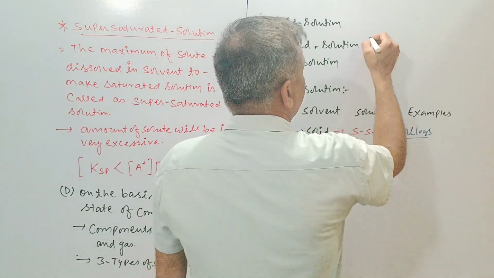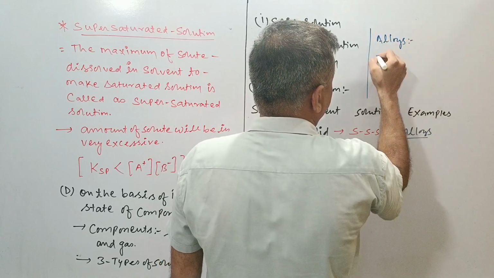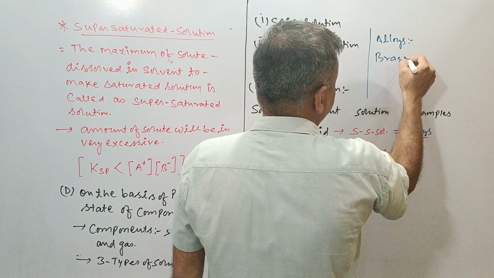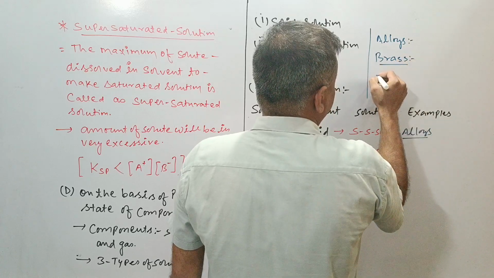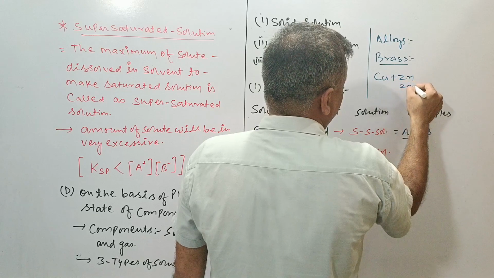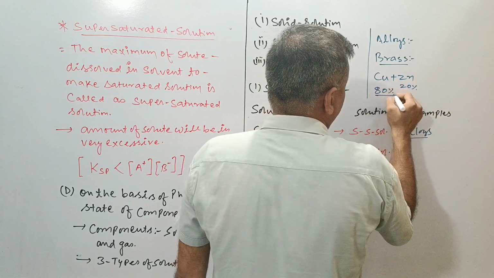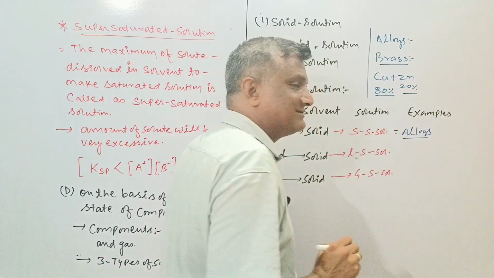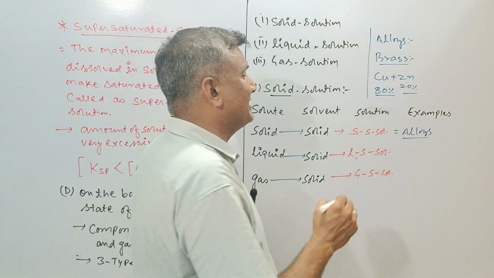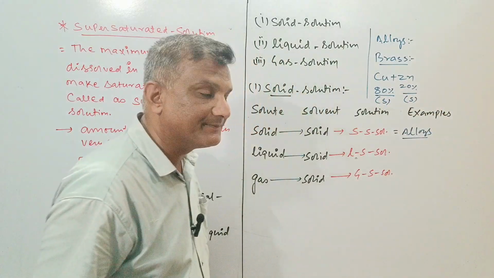If you want to go with the alloy, then you can take the example of brass. This is the best example. It contains copper plus Zn, 20% zinc and 80% copper. So copper will be the solvent and Zn will be the solute, and both exist in solid state. So this is one of the kinds of solid solution.